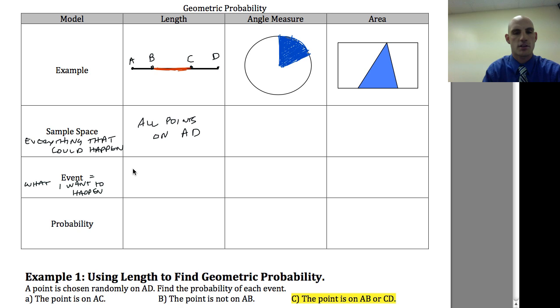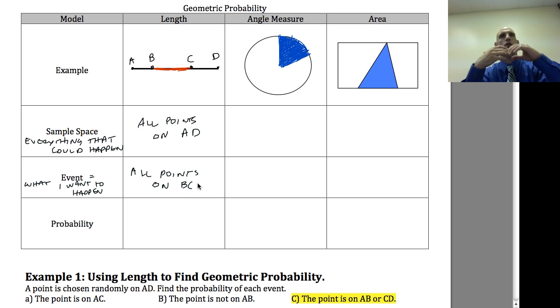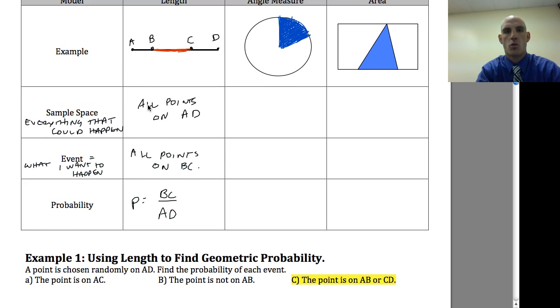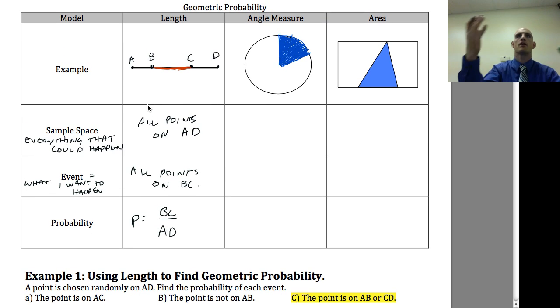And that's going to be all points on BC. Well, if I'm taking the part that I want over the total, my probability is going to be equal to the event over the sample space. So it's going to be BC over AD, because it's what I want, say for example that 1, over the total number of outcomes. And that's how geometric probability goes. It's basically what you want, or what's highlighted, over the total area.